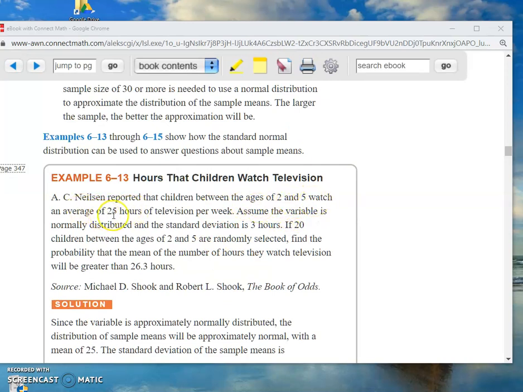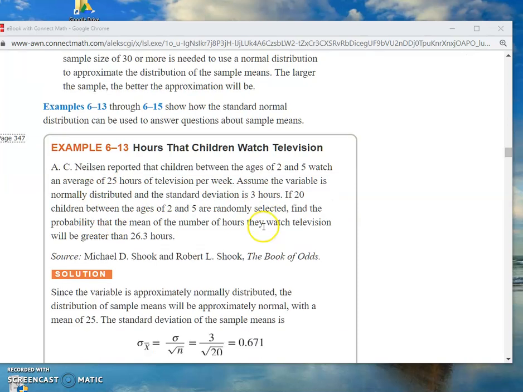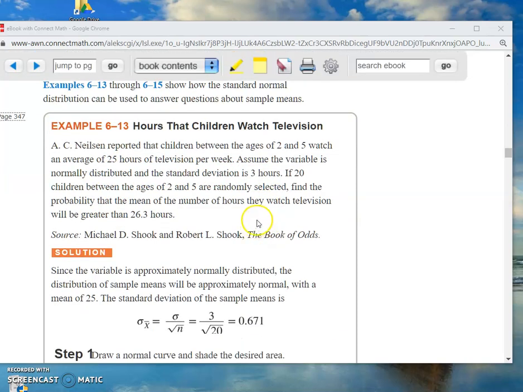It says here they watch an average of 25 hours of television per week. So my mu is 25. Okay, it is normally distributed, and the standard deviation is 3 hours. So now I have everything I need to know. I've got the mu, I've got the standard deviation, and I've got my n being the sample size. Okay, so now I'm talking about 20 kids that I select from this population.